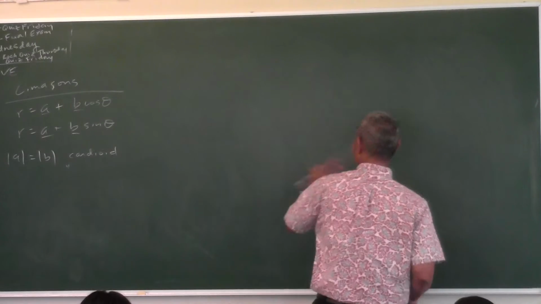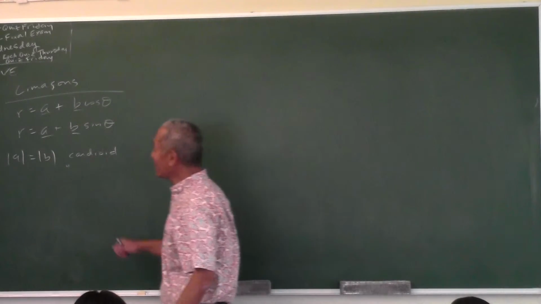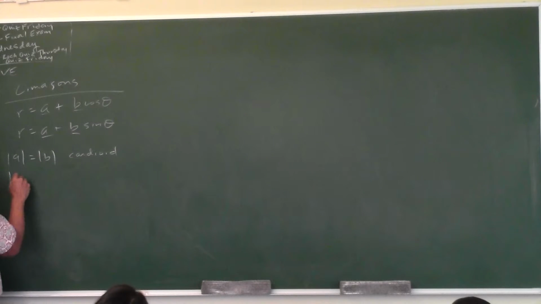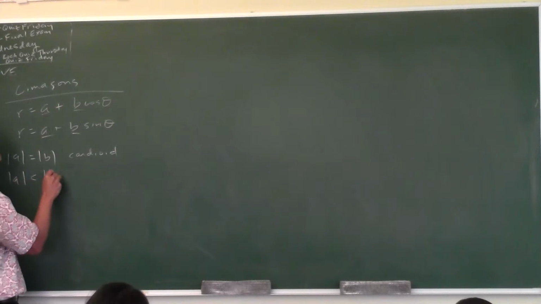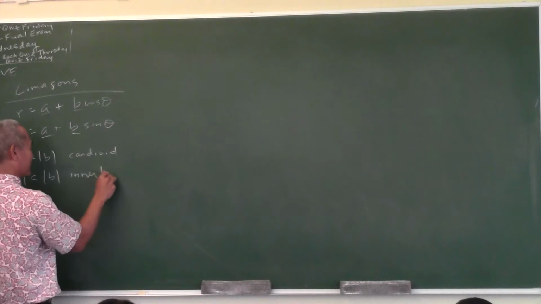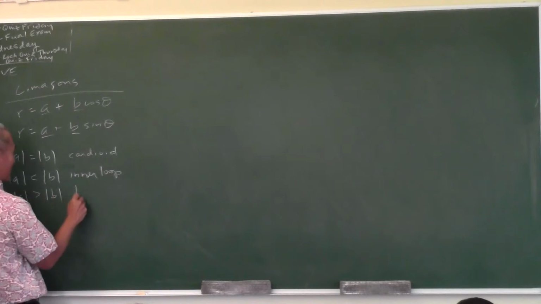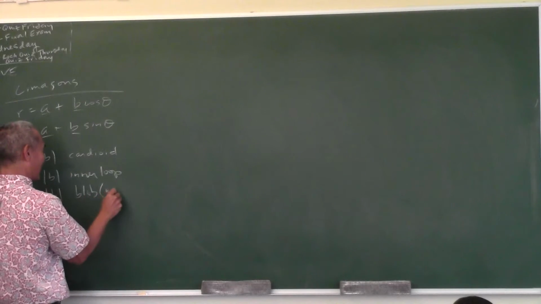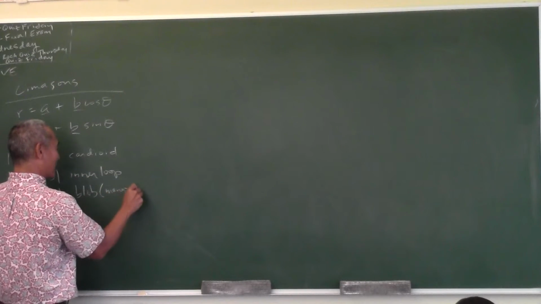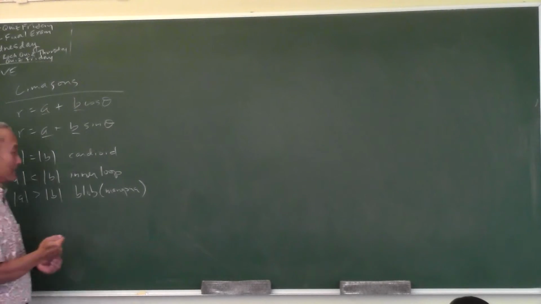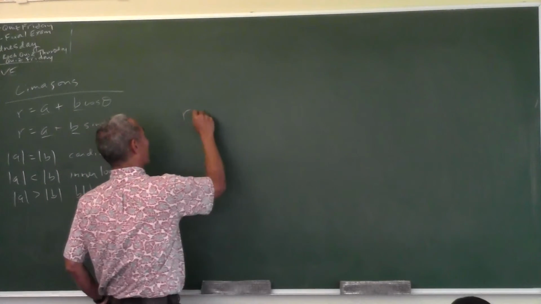Okay, so here's the secret. You don't even have to know the absolute value. If the absolute value of the first number is smaller than the second number, you get the inner loop, right? If the absolute value of the first number is bigger than the absolute value of the second number, we get the blob or the manapua. But I'm going to teach you a secret. You don't even have to know this, but it's helpful.